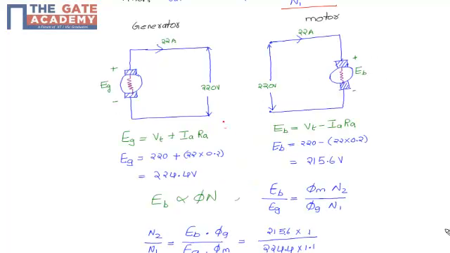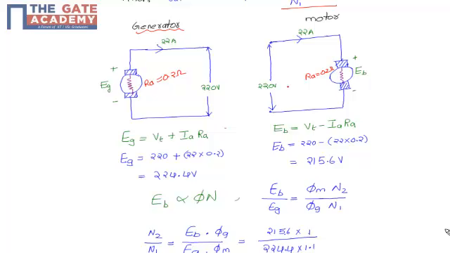Let us see the diagram for the generator having the armature resistance of 0.2 ohm, the current of 22 ampere and the voltage of 220 volts. This is the diagram for the generator, and for the motor the armature resistance is also the same, 0.2 ohm, but for the motor the current flows in the direction into the armature.